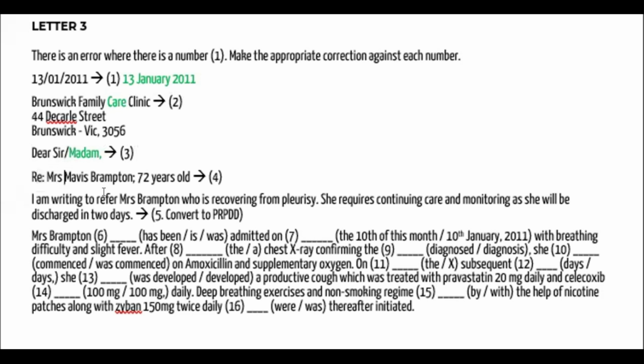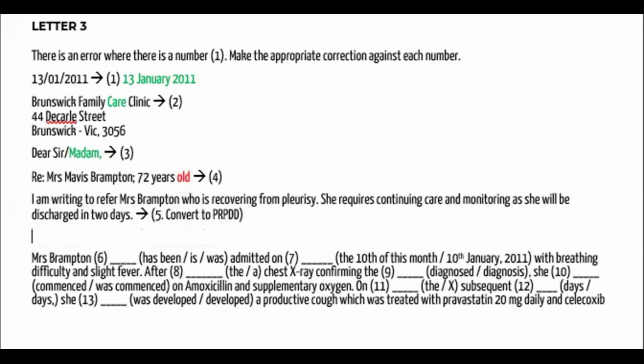Going to the next one, Mrs. Mavis Brampton, 72 years old. Those who wrote old, they are losing the score. Those who removed this old, they are getting the score. The fourth point was about that. Then we have this one. We have to convert this into PRPDD.